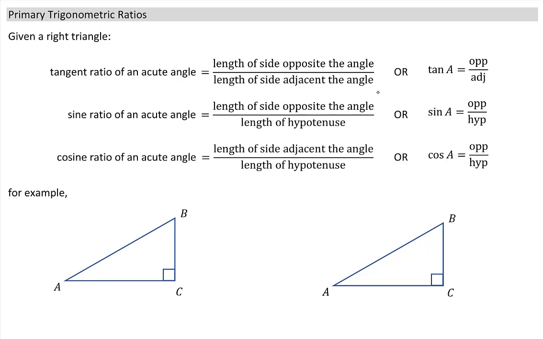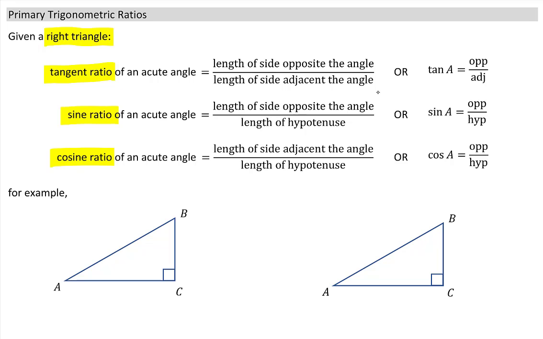In this video, we're going to review some trig concepts from previous courses. So the first concept is primary trig ratios. Given a right triangle, there are three primary trig ratios you may have encountered: the tangent ratio, the sine ratio, and the cosine ratio.